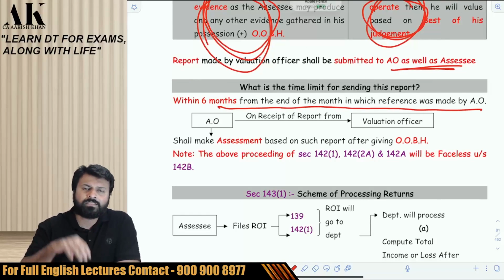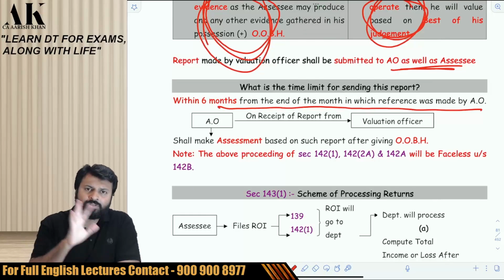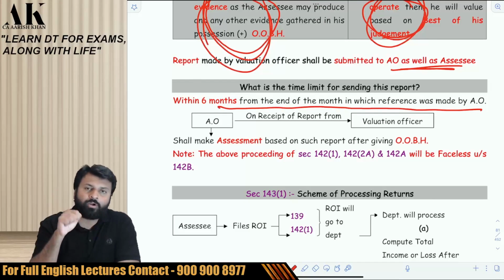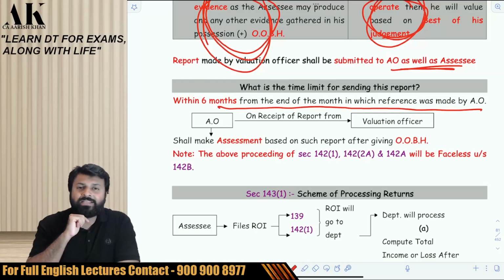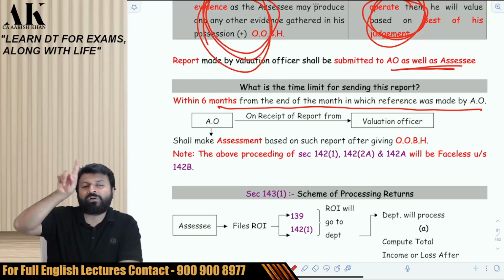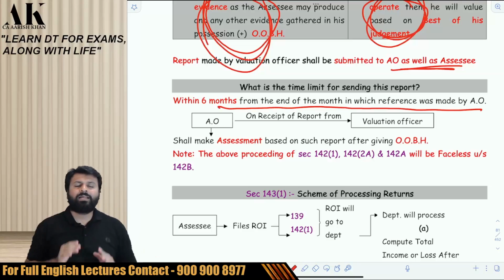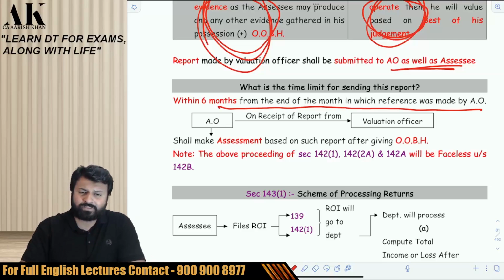Suppose the reference is made by the AO in July 2022, then the report has to be made within 6 months from the end of July, not from the date of reference. Suppose the reference is made on 15th July, then it is counted from 31st July, not from 15th July, because the law says from the end of the month. Then the report will be given to the assessing officer, who will do the assessment based on that, after giving an opportunity of being heard to the assessee, obviously.